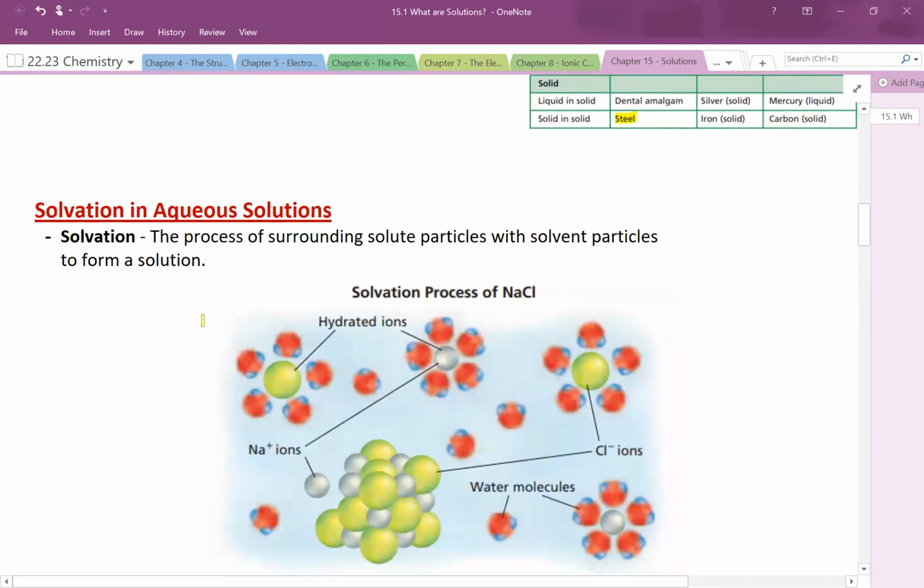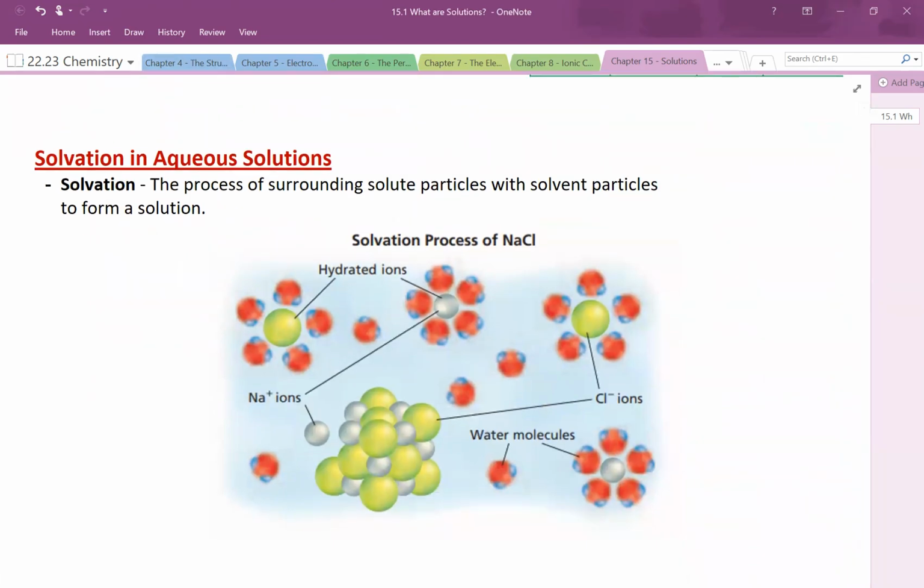Okay, so I want to now talk about solvation in aqueous solutions, right? Like I said, we're going to spend the majority of our time focused on liquid and aqueous solutions because that's where most chemistry happens. So solvation is defined as the process of surrounding solute particles with solvent particles to form a solution. We can see this process very clearly in this image here. I think this is a great image to show us what's happening.